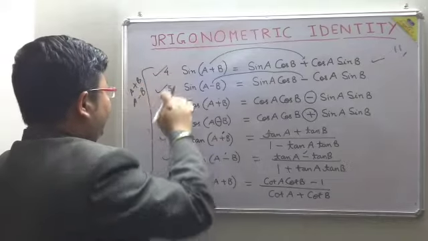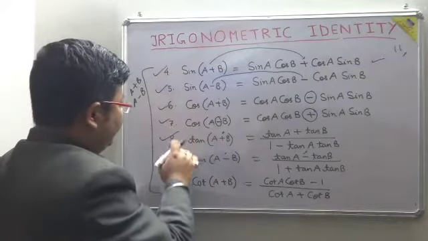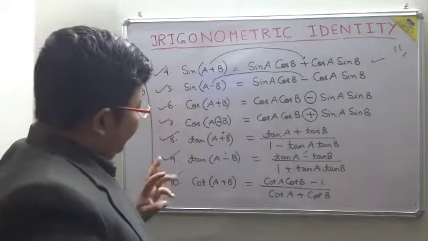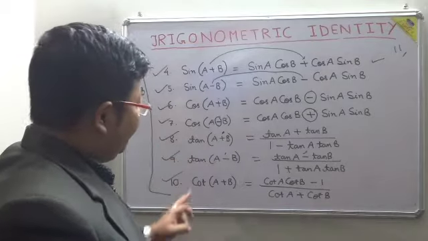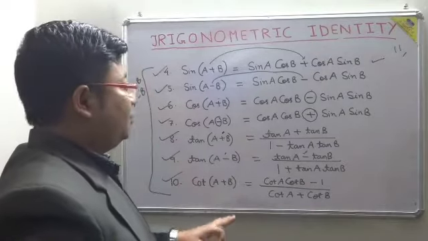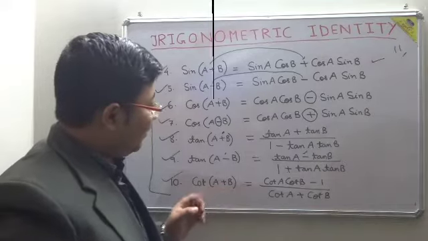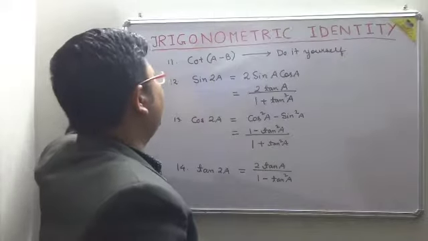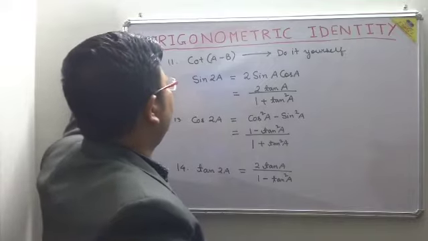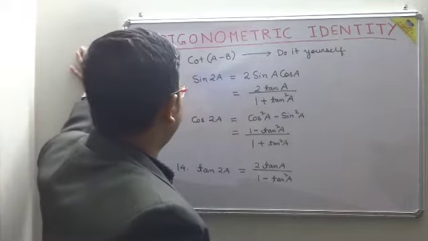So I have done 1, 2, 3, 4, 5, 6, 7. So 8th one you do it by yourself, cot A minus B. So please try it yourself, guys, and comment to us in the comment box. Okay, see, up to 10 we have done and 11 I have given you. This one, do it by yourself.